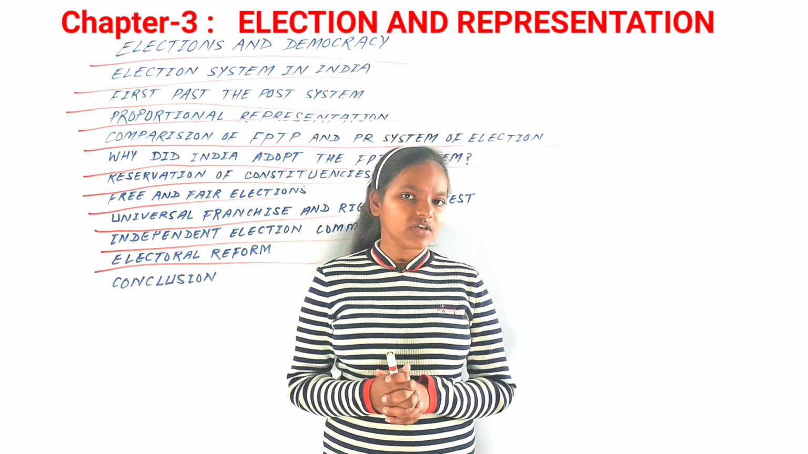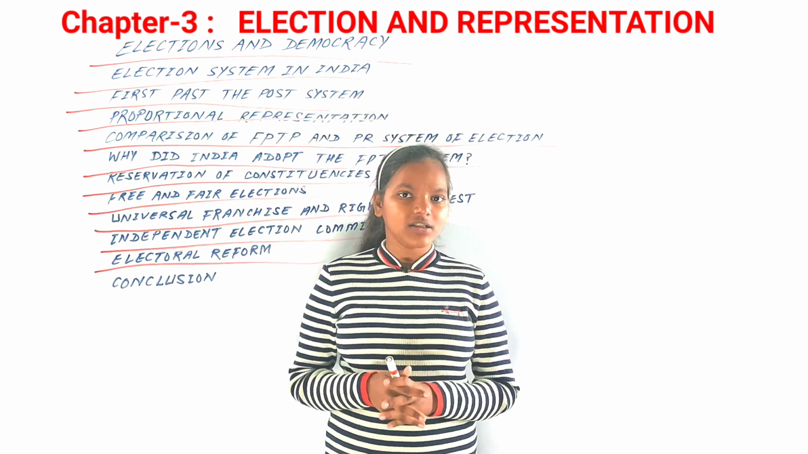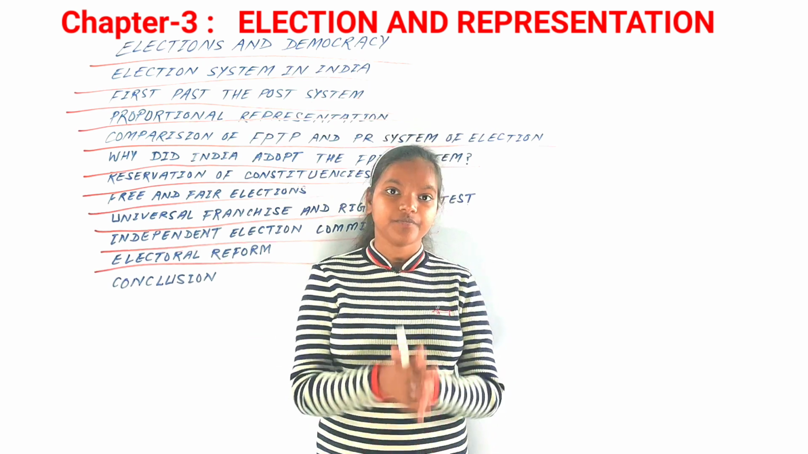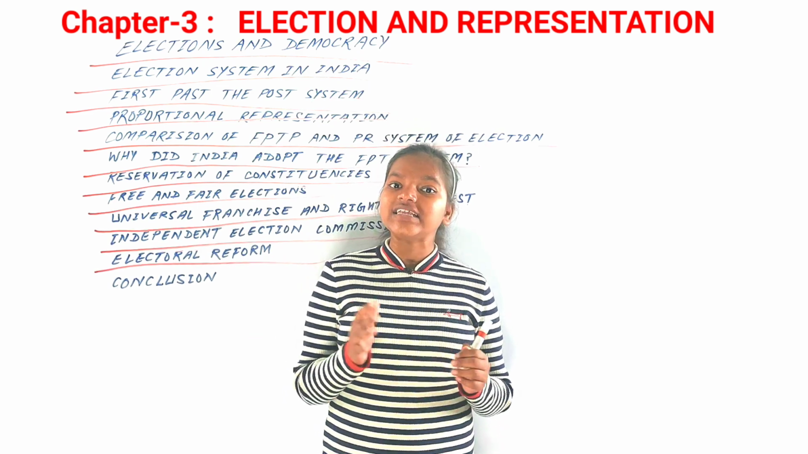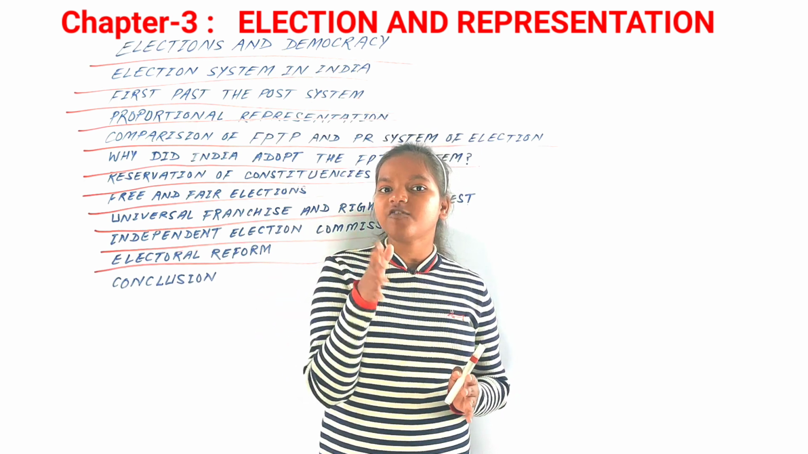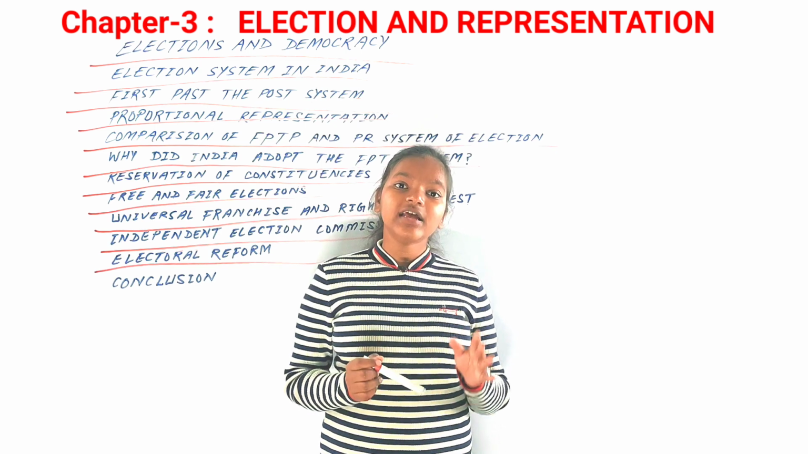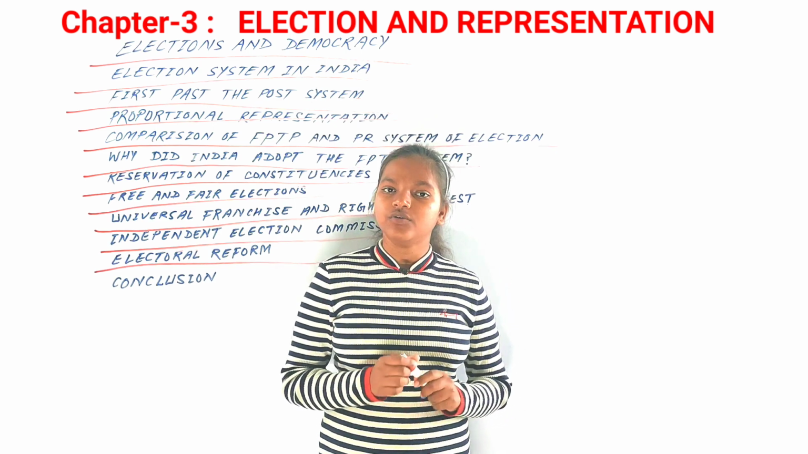So many people have given their statements about electoral reforms in our country. So let's talk about them. Of course, we can't talk about every one of them. Now, the first reform that has been demanded is changing the system of election from the FPTP system to the PR system, so that every party would get seats in proportion to the votes it has got.